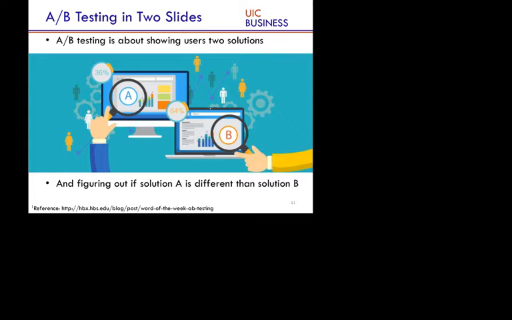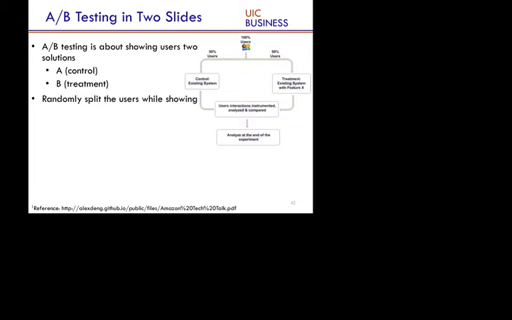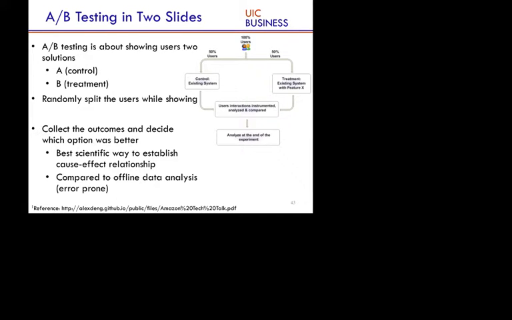So A/B testing, as the name implies, is about showing users of your system two solutions or two variations, and you figure out if solution A is different than solution B in terms of a particular objective that you decide a priori. Okay. You can consider A to be a control and B to be a treatment. These are specific technical names used. And what you do is randomly split the users that are arriving online, while you show either the control or the treatment.